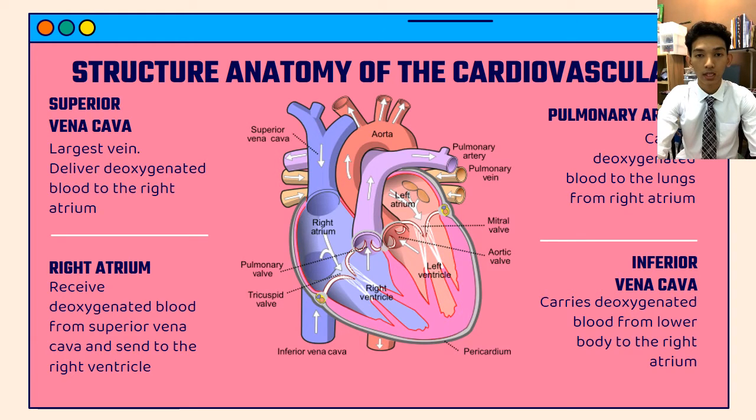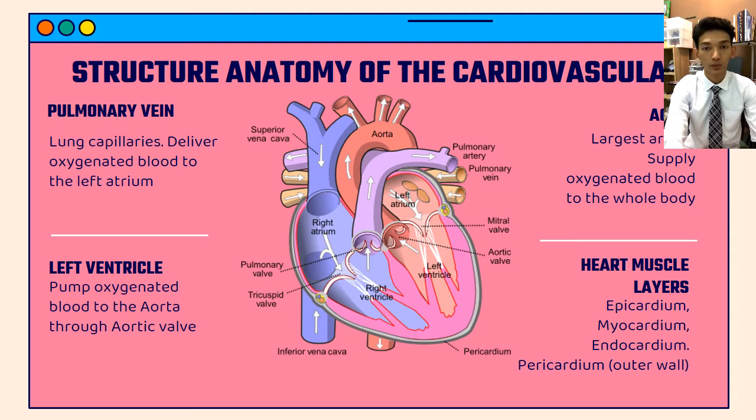From right ventricle, it delivers low-oxygen blood to the pulmonary artery, and then pulmonary artery carries the blood directly to the lung capillaries, where the circulation occurs in the lungs. Inferior vena cava is actually the same as superior vena cava, but it carries low-oxygen blood from the lower body into the right atrium. The left side starts with pulmonary veins carrying oxygen-rich blood from the lungs to the left atrium. From the left atrium, it delivers blood to the left ventricle through the mitral valve.